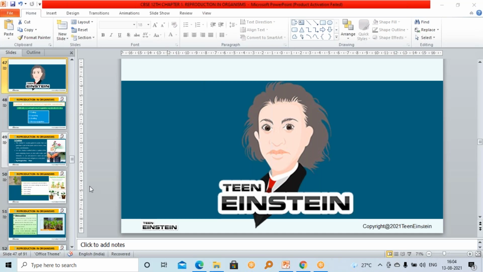So we are in the first chapter, reproduction in organisms. After the last class, we were discussing asexual reproduction, right? Asexual reproduction is simple. It is nothing but reproduction without the involvement of a sexual process. There is no sexual process in asexual reproduction, or there is no gamete formation.